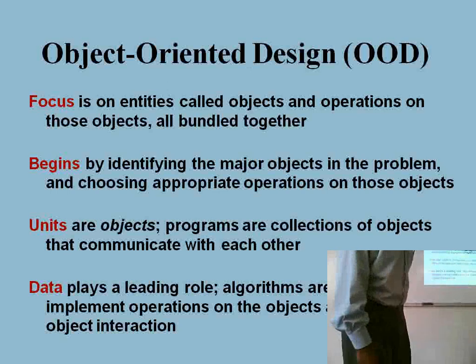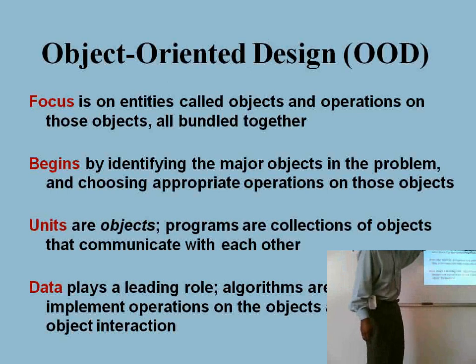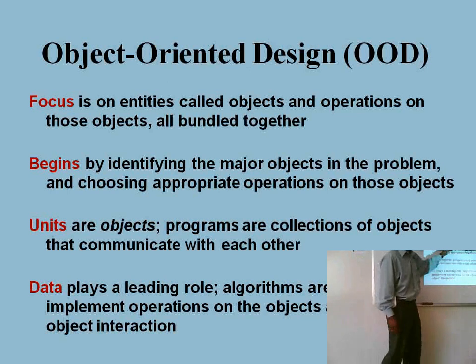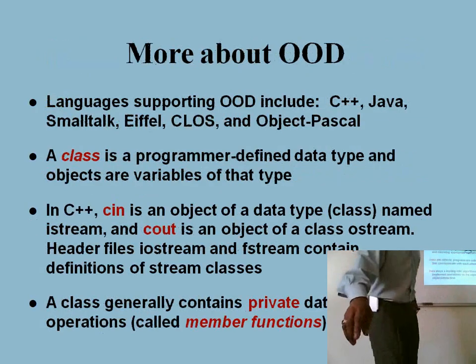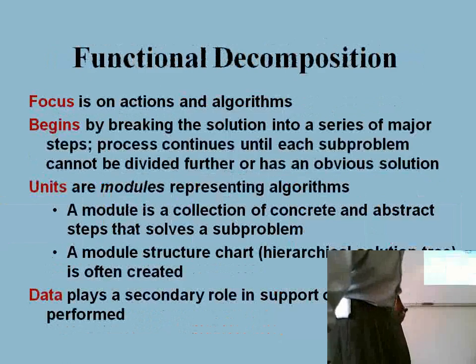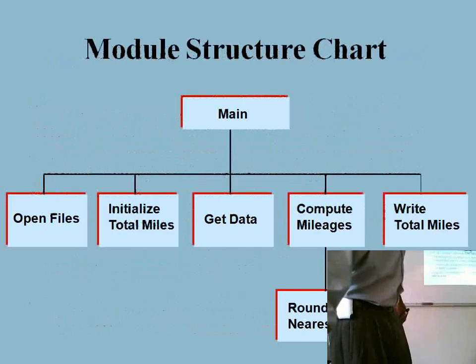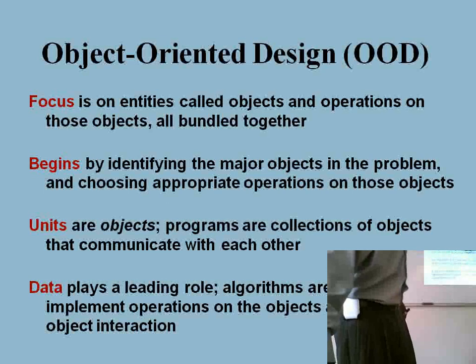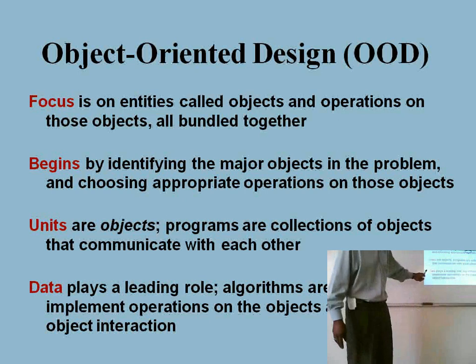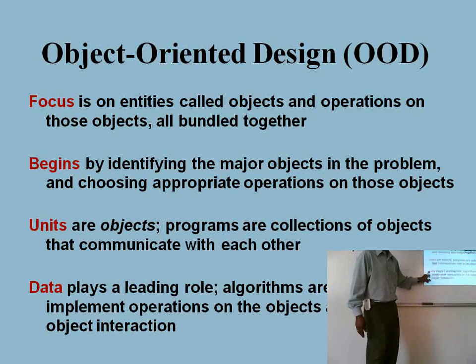So in contrast, object-oriented design focuses on objects and operations on those objects all bundled together, whereas the focus of functional decomposition was actions and algorithms. The focus of object-oriented design is entities and objects. And here, one of the leading differences is that data plays a more important role in the object-oriented design approach.